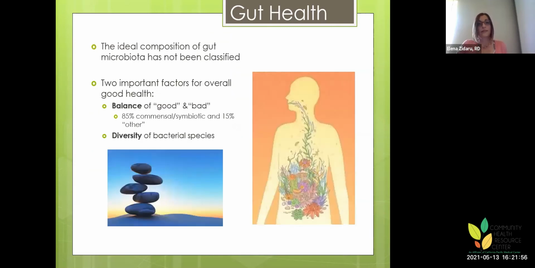As I mentioned, the ideal composition of gut microbiota has not been classified, but we know 2 important things. For a healthy gut microbiome, we need to have a balance of good and bad bacteria, as I mentioned. And it's been shown with different research that 85% should be neutral and good guys, and then just 15% the pathogenic, the bad guys. So definitely the vast majority should be in that neutral versus beneficial.